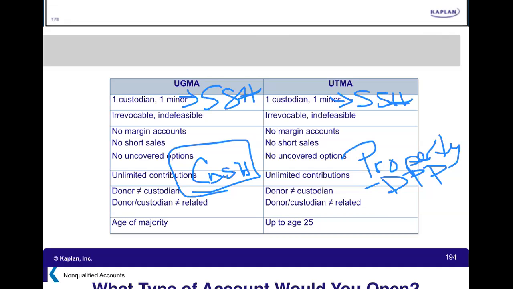The donor does not have to be the custodian over the account. I could be the donor and have my son as a custodian for my grandchild. And the donor and the custodian don't have to be related.